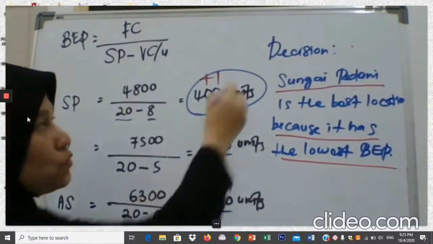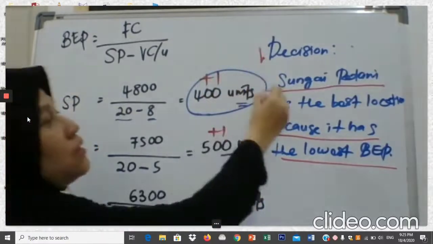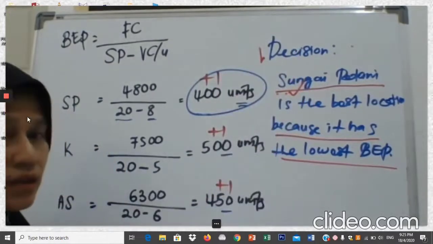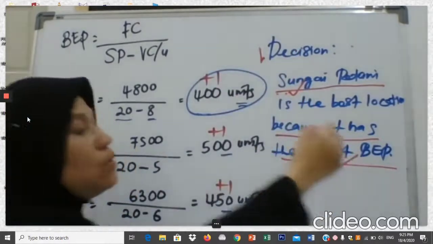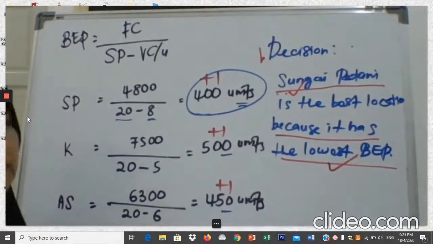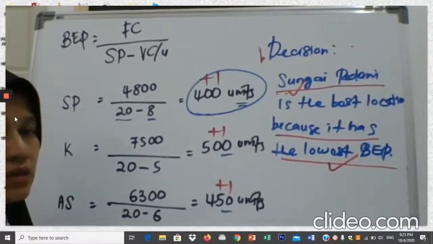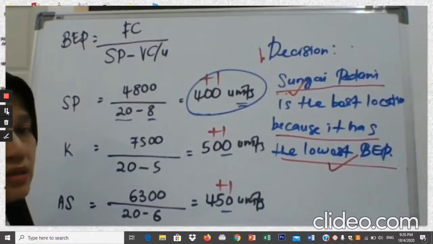So what you have to do is to make a decision. You have to mention the location Sungai Petani is the best location, and the reason is because it has the lowest break-even. Okay. So that completes the break-even point analysis.